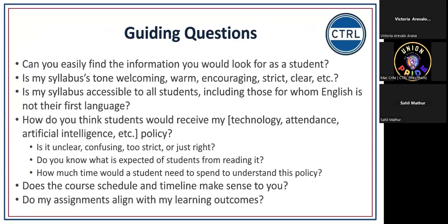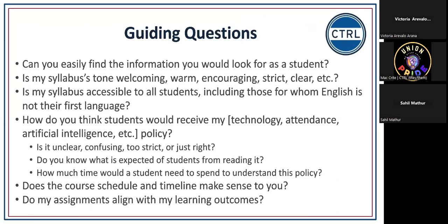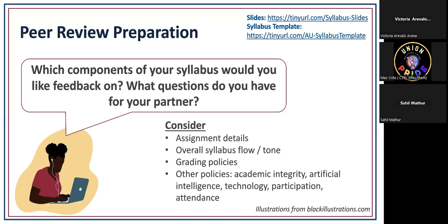These are some guiding questions that you can refer to while you're doing the peer review. I'm not going to go over these in detail. For the peer feedback, we have the suggested timeline. Let's let them think about what they want to focus on. Okay, awesome. So just take about 5 minutes to think about what about your syllabus you want to get feedback on, and then we'll move to the grouping and the peer review.